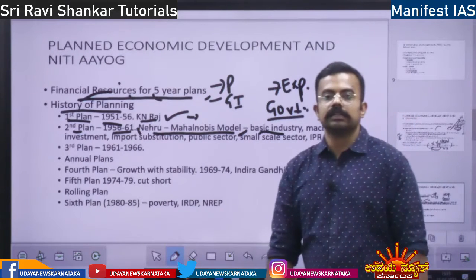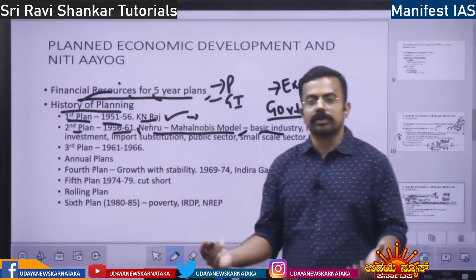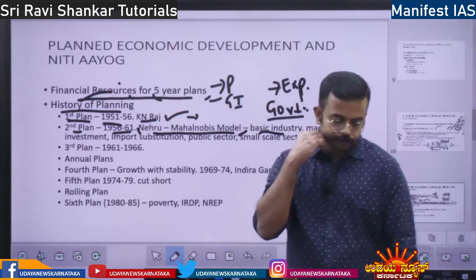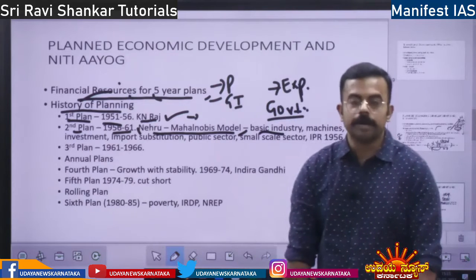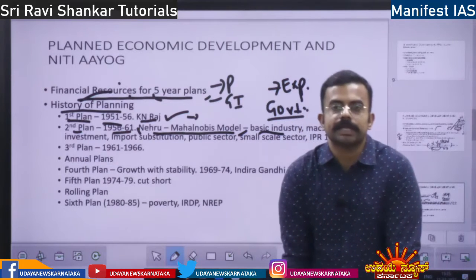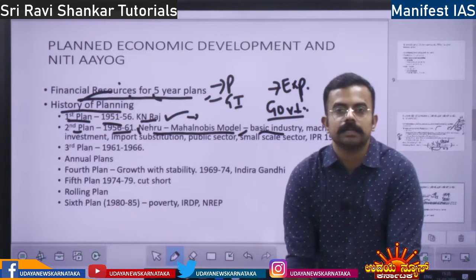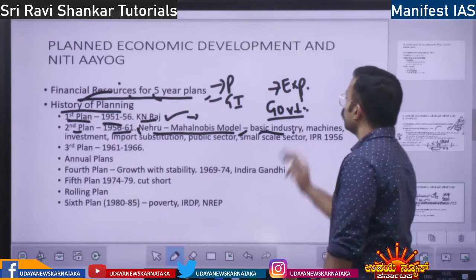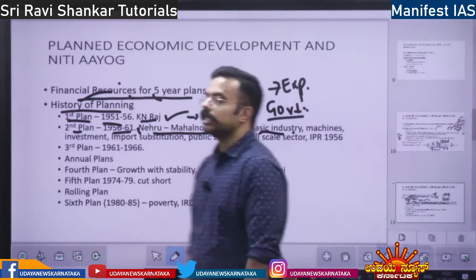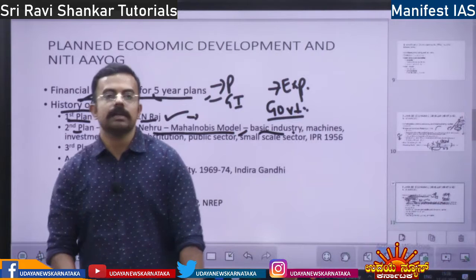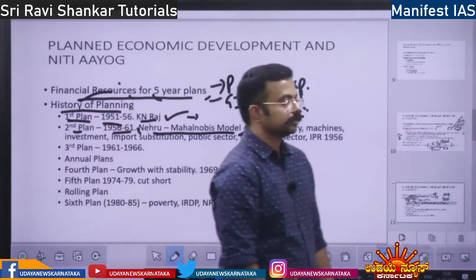Iron and steel is a basic industry because without iron and steel nothing can be done, right? And also, apart from iron and steel, the coal industry is a basic industry, right? Textile industry is a basic industry, right? So it focused on basic goods or consumer goods. Consumer goods are clothes, right?